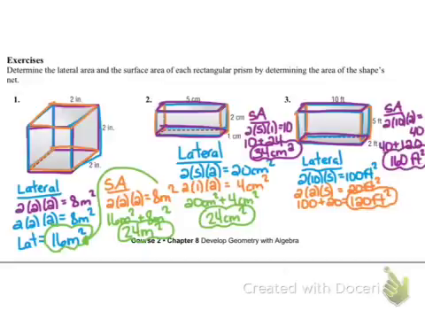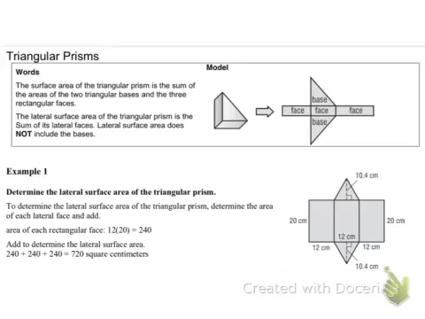Okay, so easy as that. Lateral surface area, just think that's kind of wrapping around, almost like you were going to put a label around it. And then total surface area, we'll go ahead and add in the top and the bottom. Okay, now let's look at the same concept but with triangular prisms.